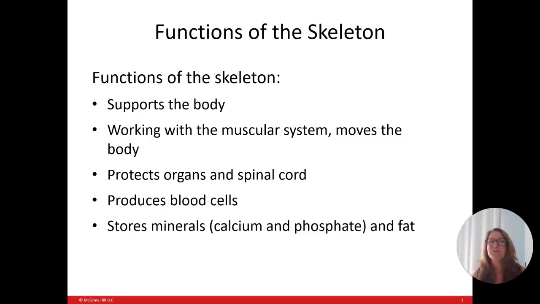Lastly, we do store fat in our bones. So it might seem kind of odd. Plenty of us have a little belly fat, particularly females, protecting our reproductive organs. But that fat inside of the bones is actually going to give essentially a shock absorbent nature to the bones so that they can withstand some blows without breaking.